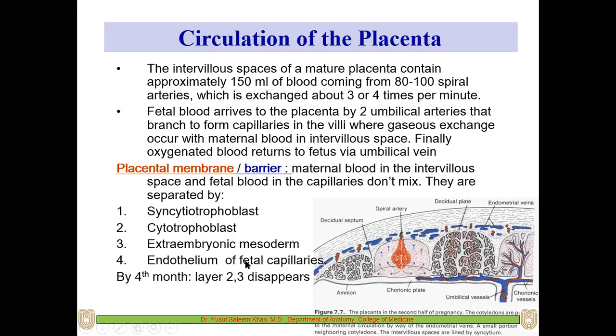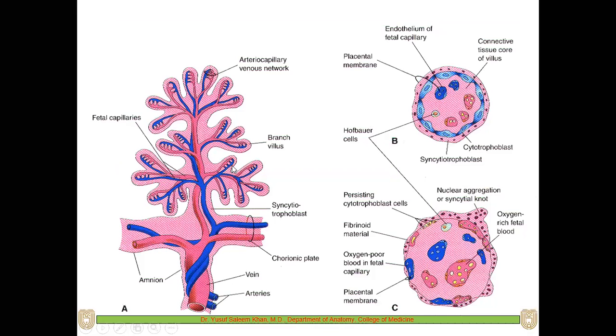But by the fourth month, the second and the third layers disappear. If you see here, initially there are four layers. The outer one is the syncytiotrophoblast. This is a section of one of the villi. Here outside we have the syncytiotrophoblast, here the cytotrophoblast, here the extraembryonic mesoderm, and here the blood vessels, which are lined by the endothelium. Blood outside here will be maternal blood, and here will be the fetal blood. Now for exchange of gases, it has to cross the four layers.